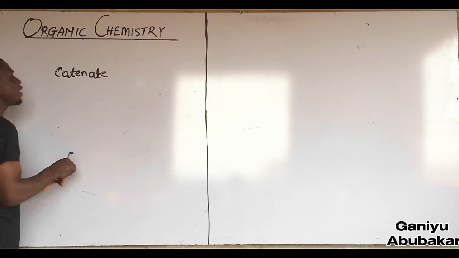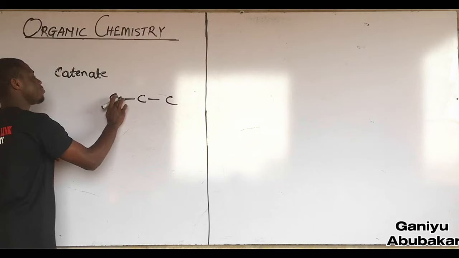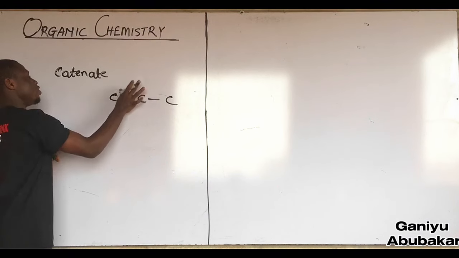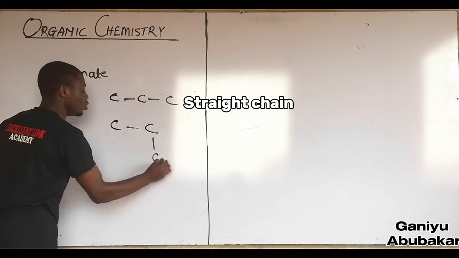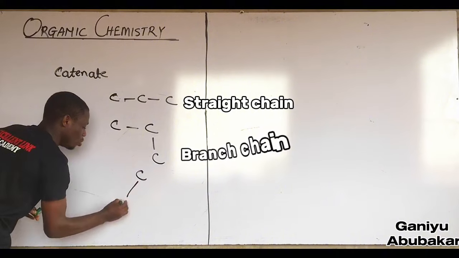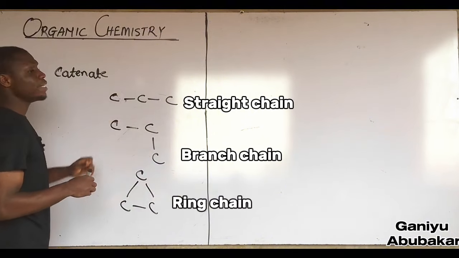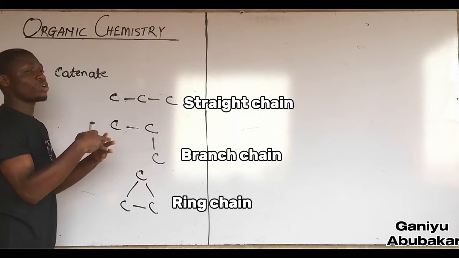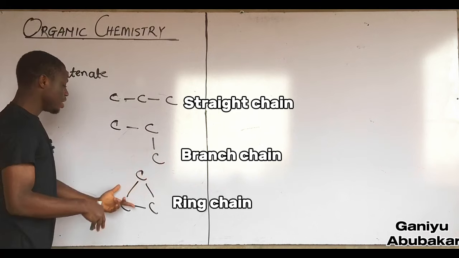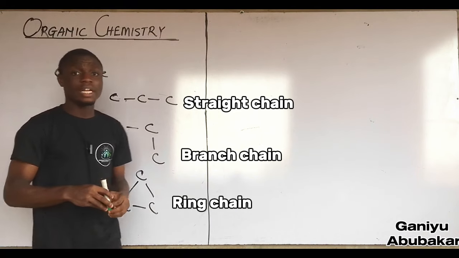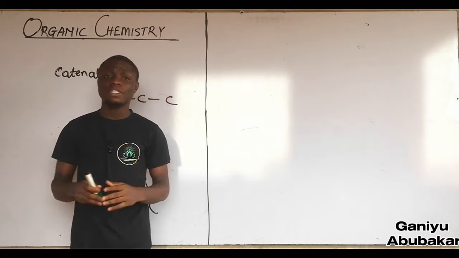So carbon can easily combine with one another, as in this case, to form a straight chain, as in this case, branch chain, something of this nature, and grain-like structure, something of this nature. So the ability of carbon to catenate means the ability of carbon to combine with one another to form a straight chain, branch chain and grain-like structure.